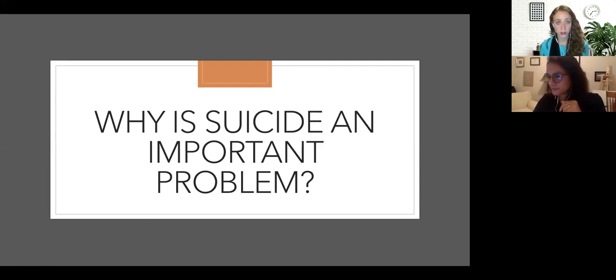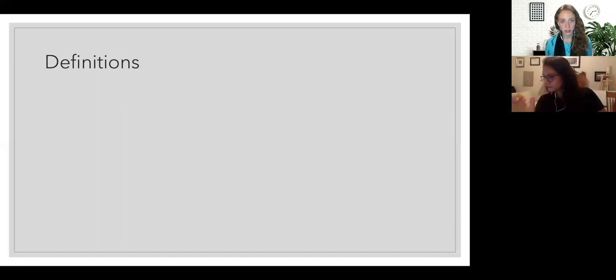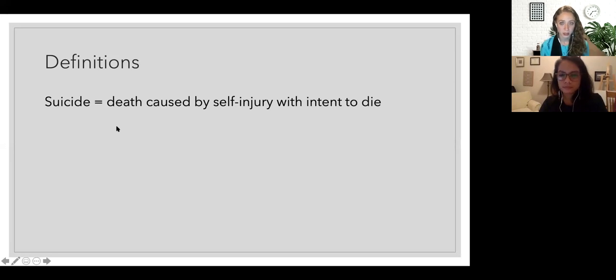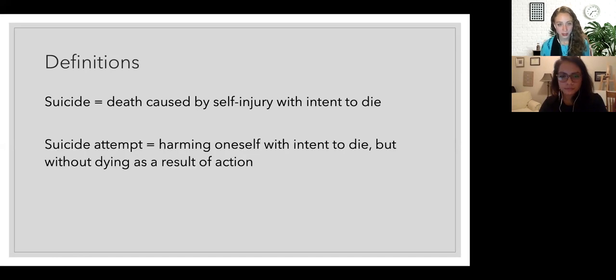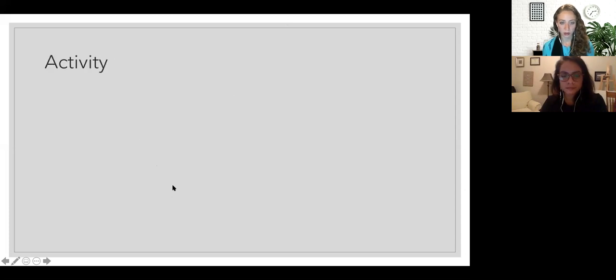So we will start. The first section is just discussing why suicide is an important problem. And we'd like to start with definitions so that we all have a shared understanding of what we're talking about here. And so suicide, when we talk about this, we are referring to death caused by self-injury with the intent to die. A suicide attempt is what we think of as harming oneself with the intention to die, but without actually dying as a result of that action. You'll notice a key part of this definition has to do with the desire and intention to die, whether or not that person actually ends up dying or if they survive that attempt. But that's really the key part of this that we're thinking about here.